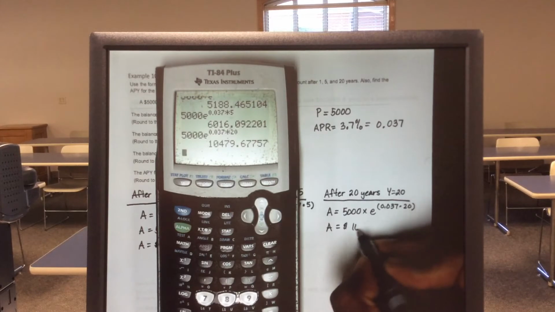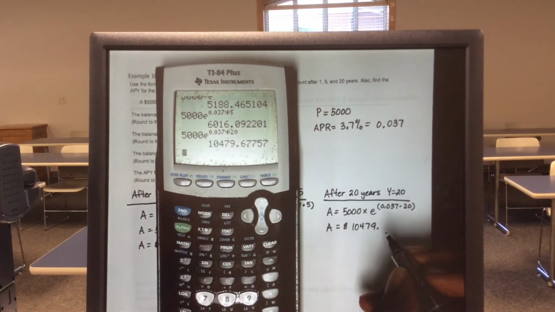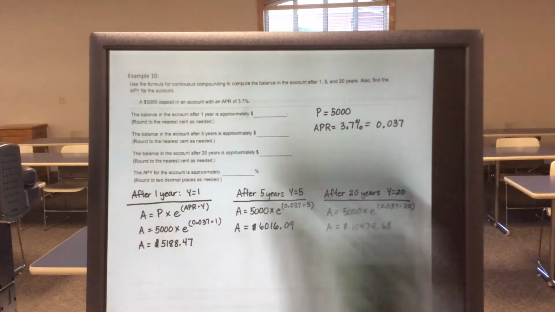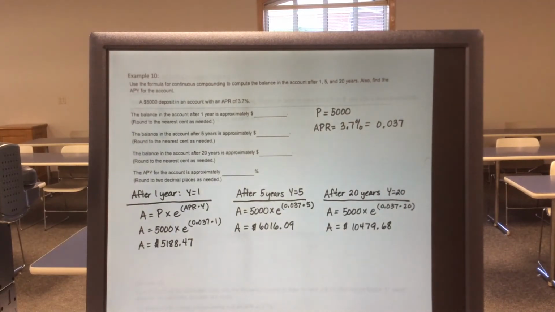This will be $10,479.68, rounded to two decimal places. That will be the balance in the account after 20 years.